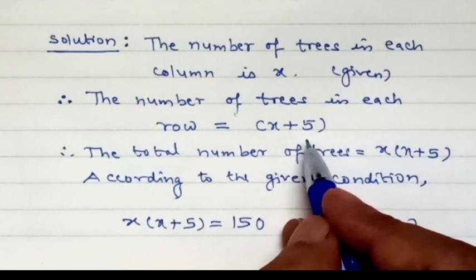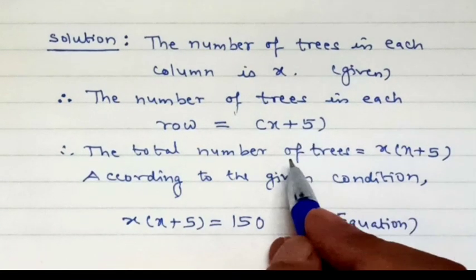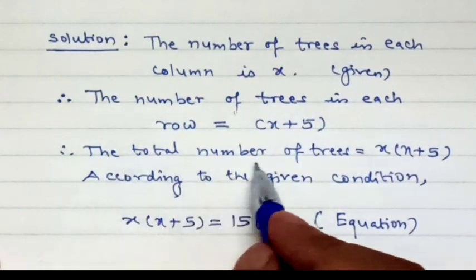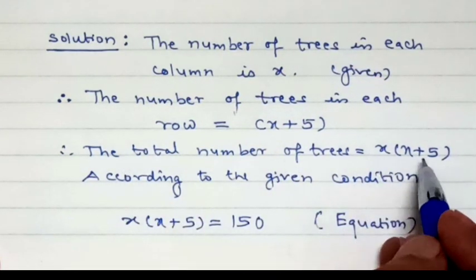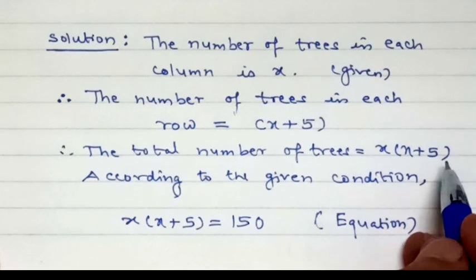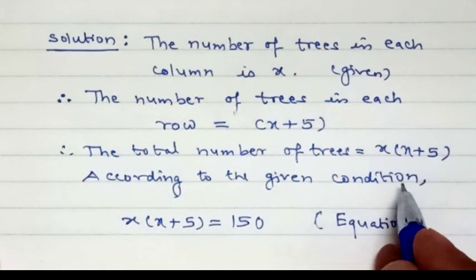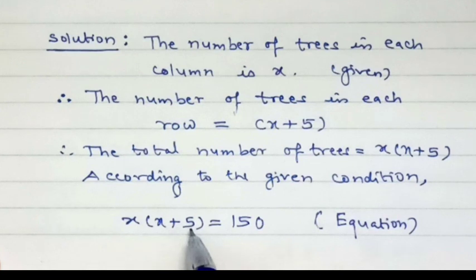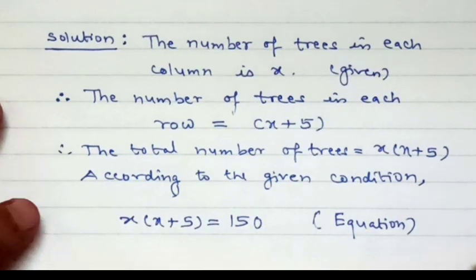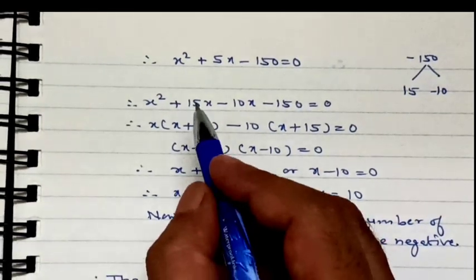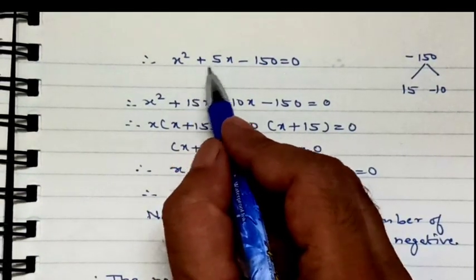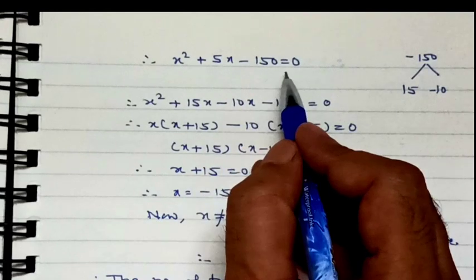Number of trees in each column is x, number of trees in each row is x plus 5. When you multiply these two numbers, you will get the total number of trees. So write the total number of trees is equal to x into x plus 5. According to the given condition, the total number is equal to 150 orange trees. So you write x into x plus 5 is equal to 150. Simplify to get x square plus 5x minus 150 is equal to 0.